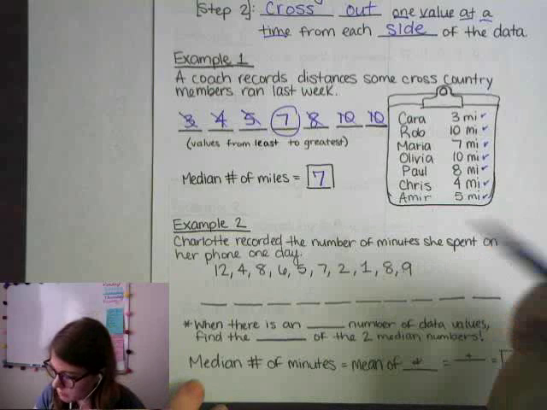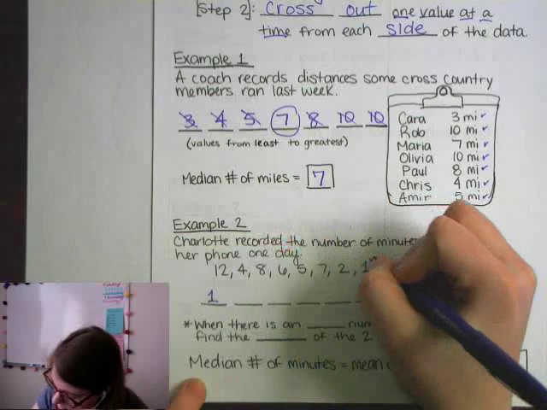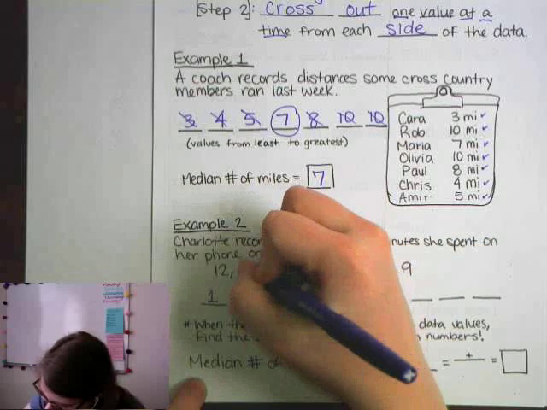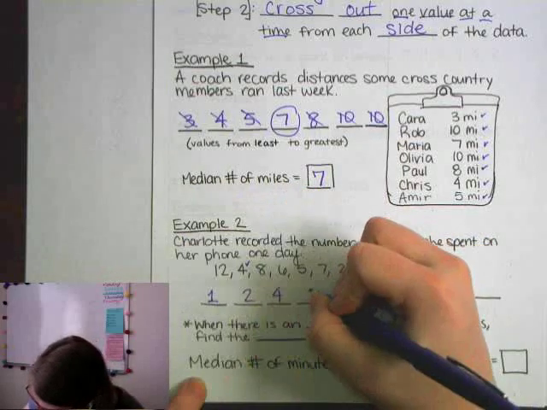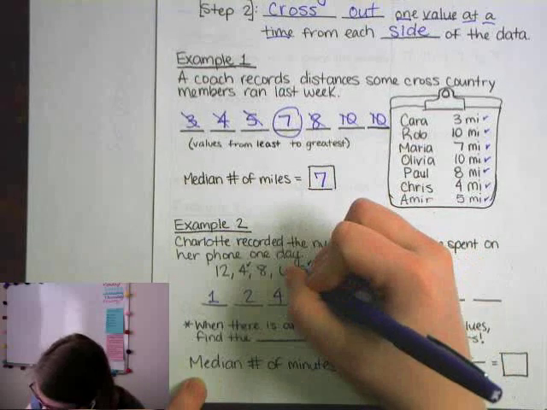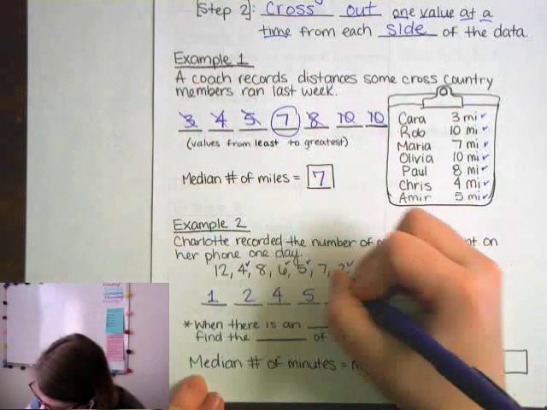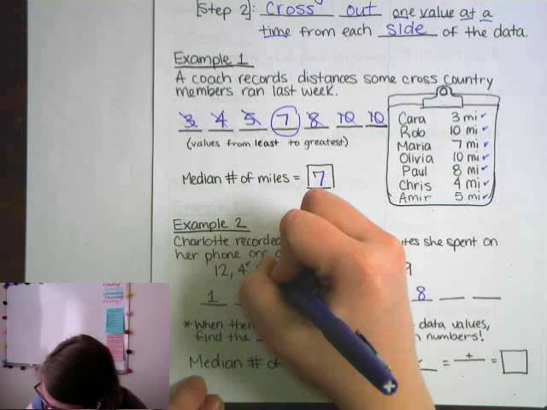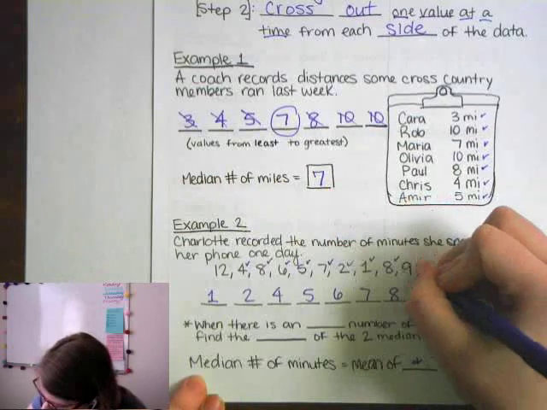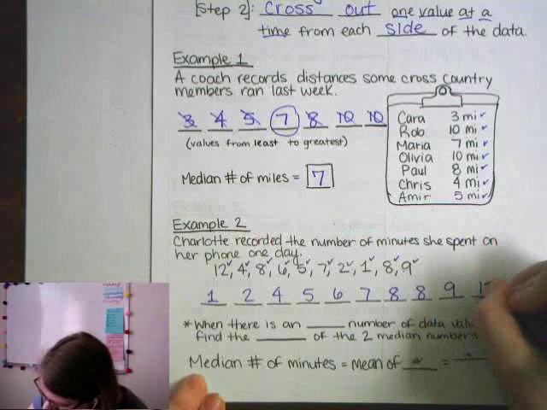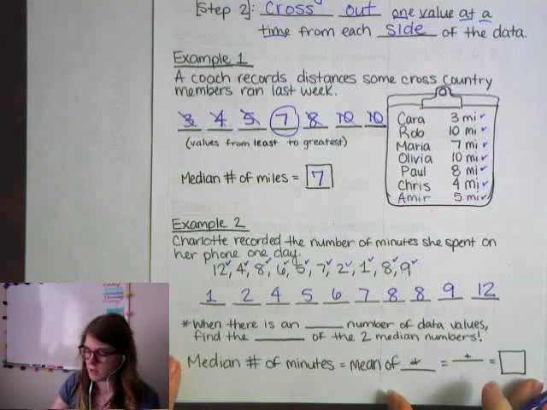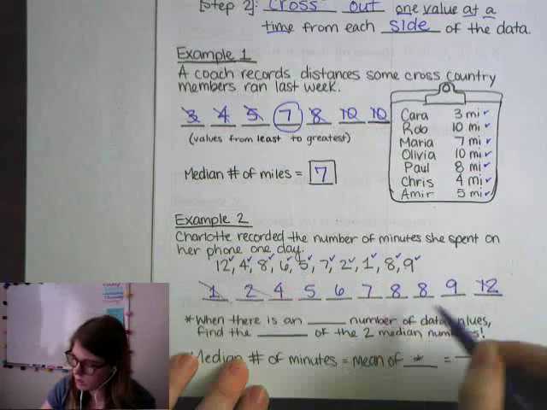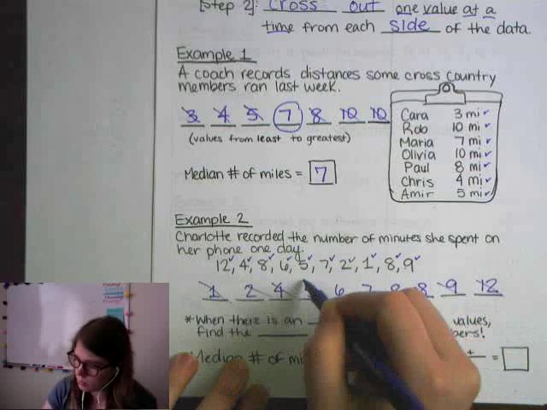It's easy. So 1, there's a 2, let's see, 4, so another 4, nope, 5, and 6, good, 7, there's 2 8s, 9, and 12. Good. All right, so that's step 1. Step 2, let's cross them out. So 1, 2, 1, 2, 1, 2, 1, 2.